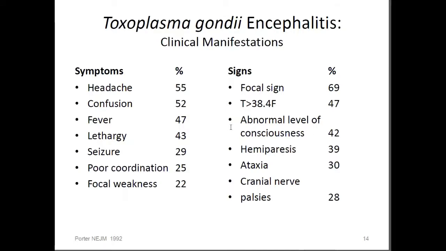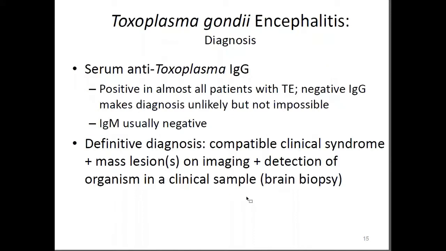Toxoplasmosis can present with headache, confusion, and fever. I'd like to point out that fever is probably the most differentiating factor for toxoplasmosis compared with the other etiologies of CNS lesion. They can also present with lethargy, seizure, poor coordination, and focal weakness. Signs include focal signs, temperature more than 38.4 degrees Celsius, abnormal level of consciousness, hemiparesis, ataxia, and cranial palsy.